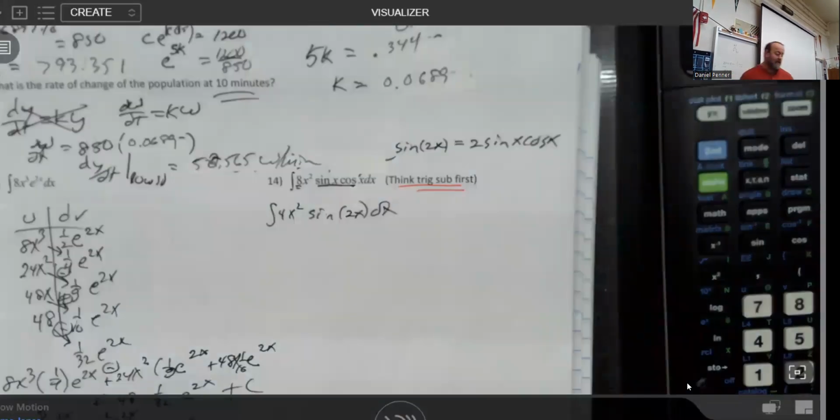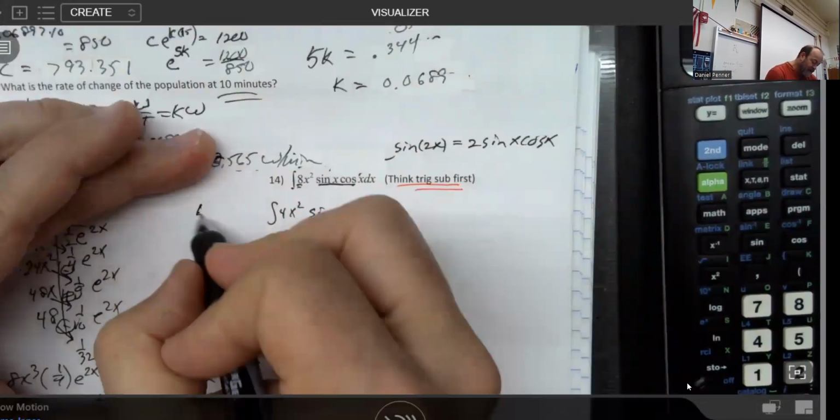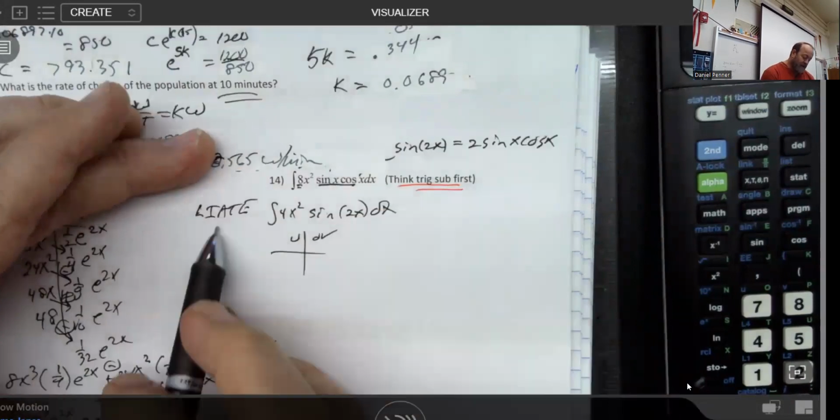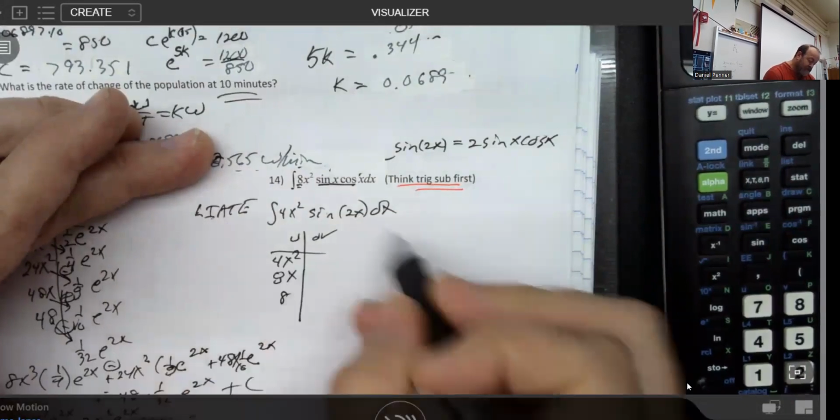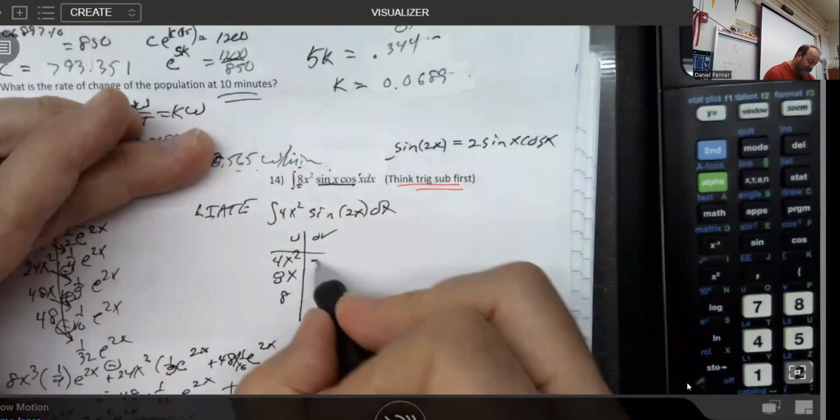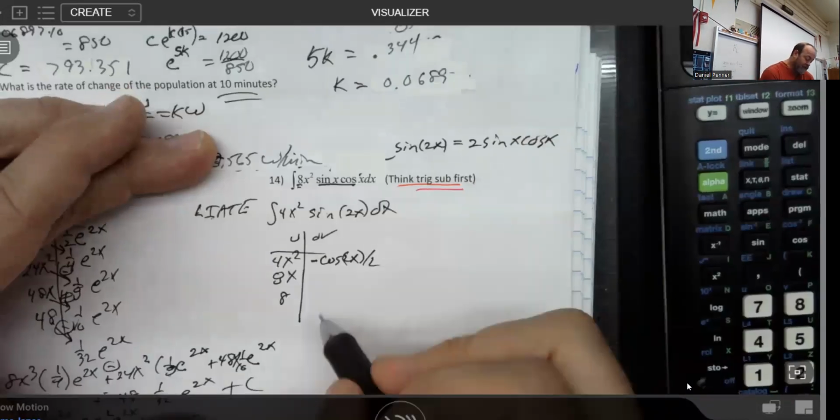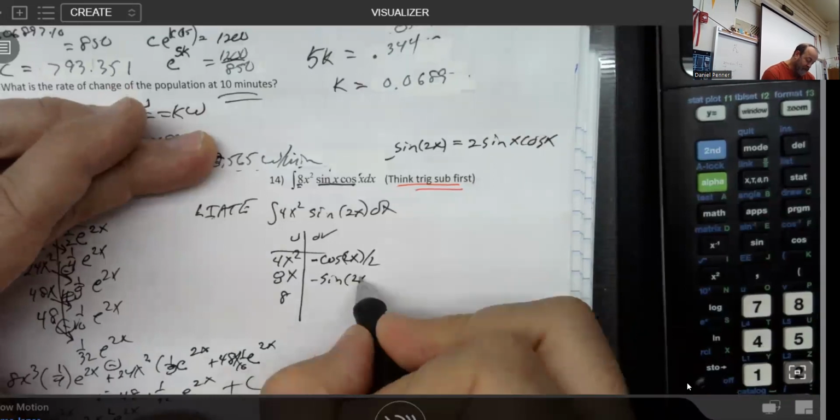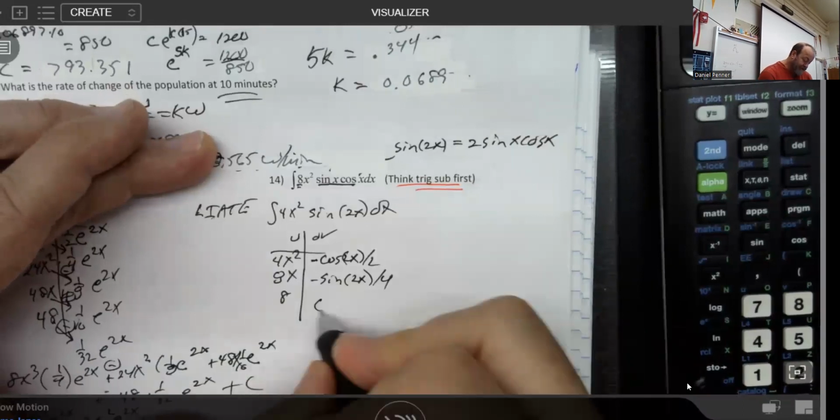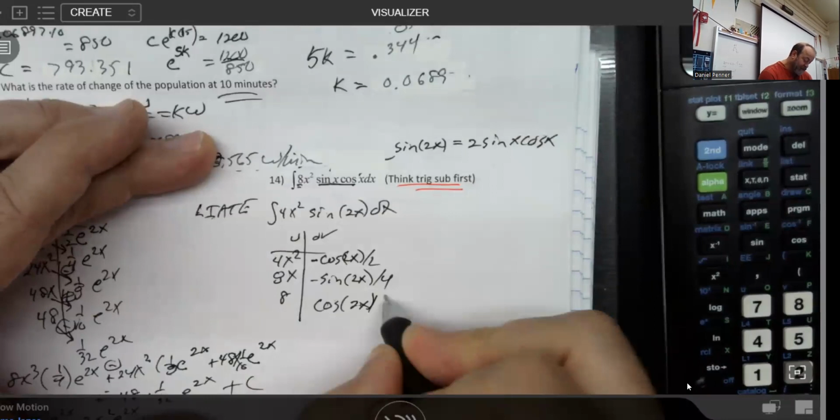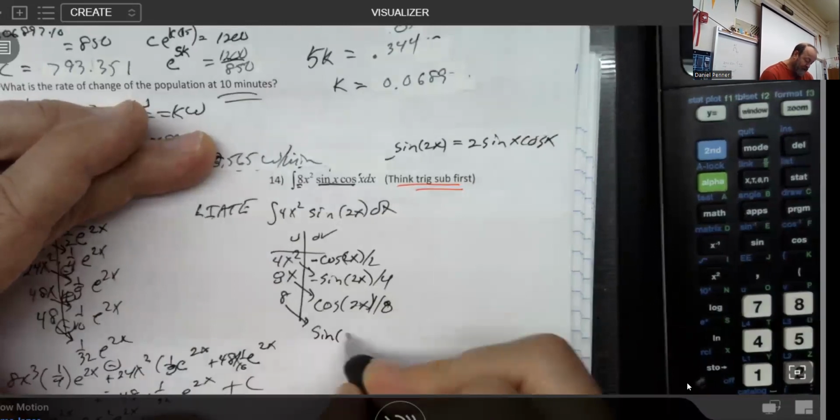And now that fits ourselves into a nicer little story. Remember LIATE, L-I-A-T-E. There's no logs, there's no inverses, but there is algebra. So we're going to go 4x squared, 8x, and 8. Antiderivative of a sine is a negative cosine, but I need to divide by 2. The antiderivative of a negative cosine is a negative sine, but now it's going to be divided by 4. Antiderivative of that's going to be a cosine, but now it's going to be divided by 8. And last but not least, it's going to be a sine, and it's going to be divided by 16.